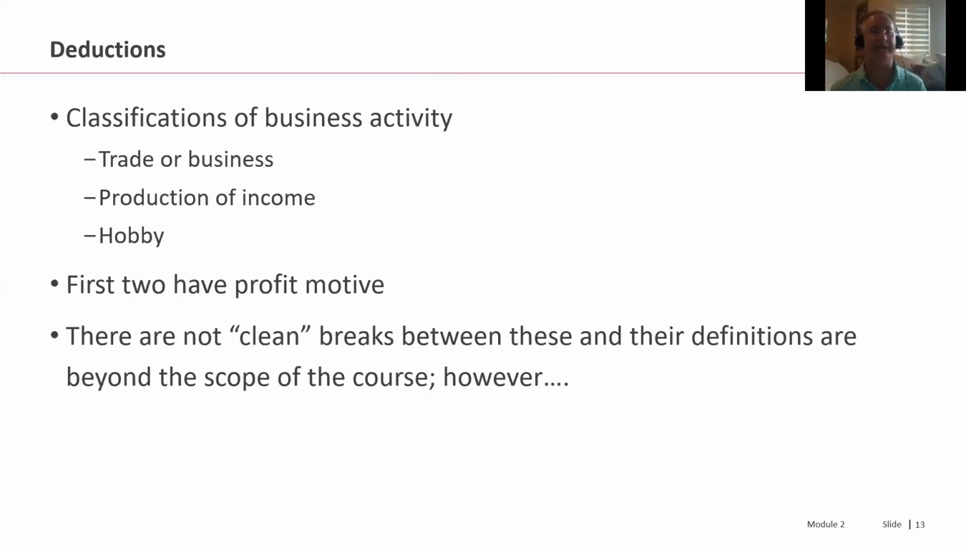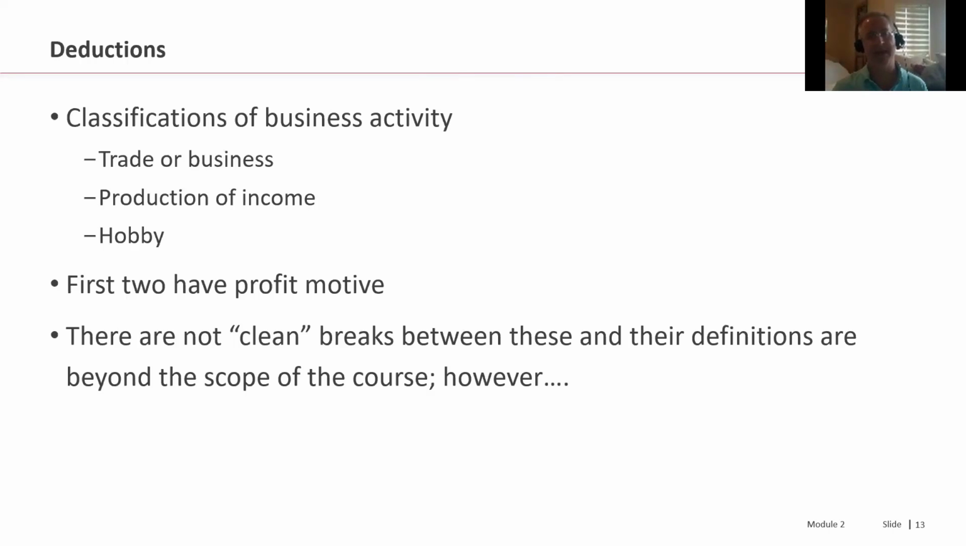Whereas a hobby is something you do, and maybe it makes a profit, maybe it doesn't, but you do it more for personal reasons. So one of the classic cases of hobby activities are affluent people that own horses. And maybe they're in the horse business, or maybe they just like to own horses because owning horses is cool.